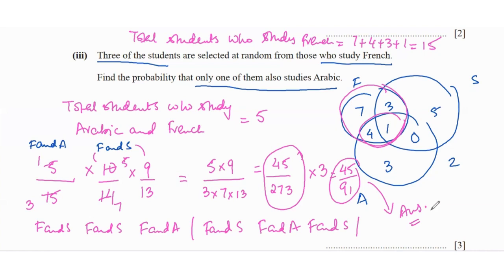So there are 3 different possibilities. The first person pick can be from French and Arabic, then the other 2 can be from French and Spanish. Second possibility is that the first 2 can be from French and Spanish, and the third is from French and Arabic. Third possibility is that you pick French and Spanish first, then you pick French and Arabic, and then lastly you pick French and Spanish again. Hence, we multiply 45/273 by 3 to get the final probability.